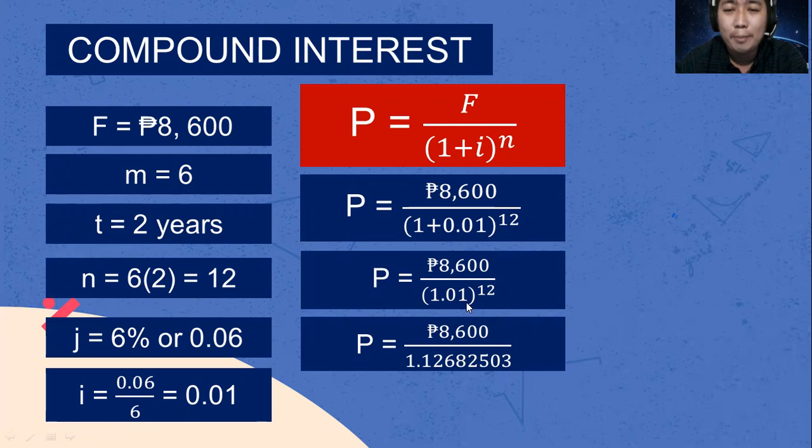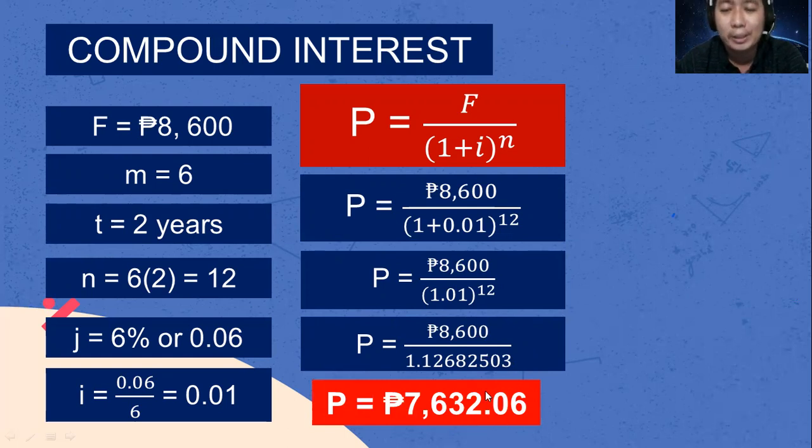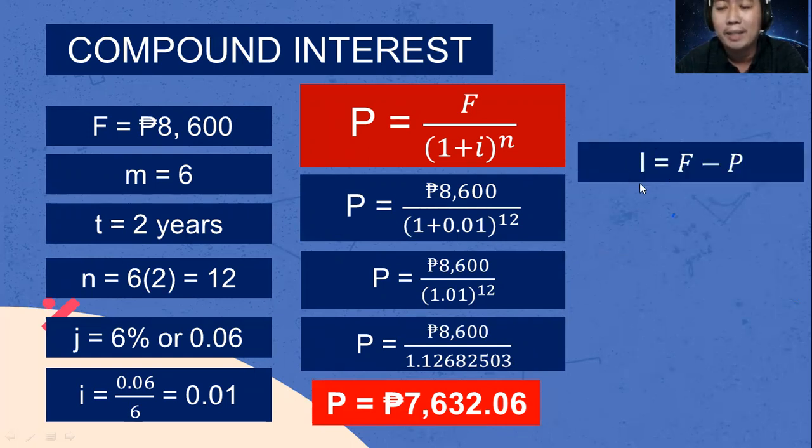1.12682503. 1.01 raised to 12 is equal to 1.12682503. After that, we are going to divide 8,600 pesos by 1.12682503, and the answer is 7,632.06. That could be the value for the principal amount. Since we now solved the value for the principal amount and we have the final value or maturity value, we can get the value for the compound interest. And that by means of subtracting F minus P.